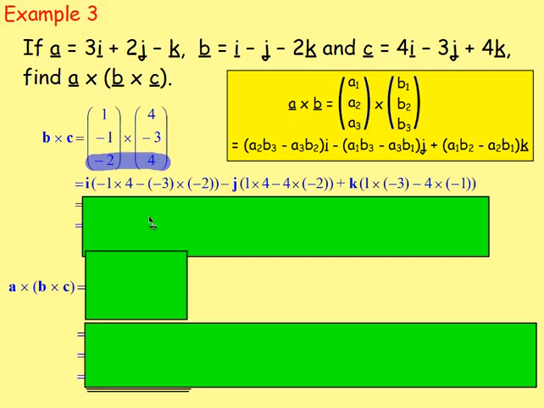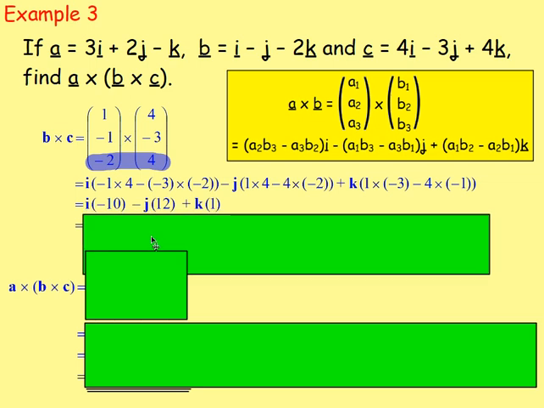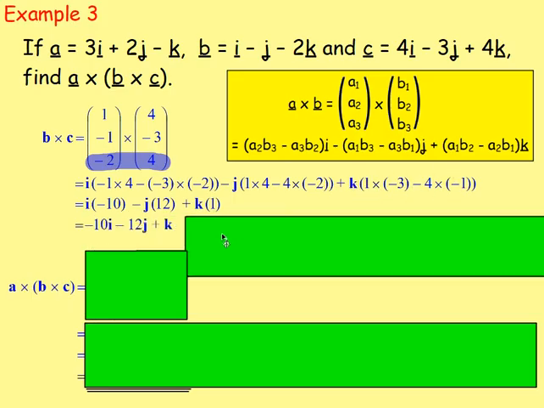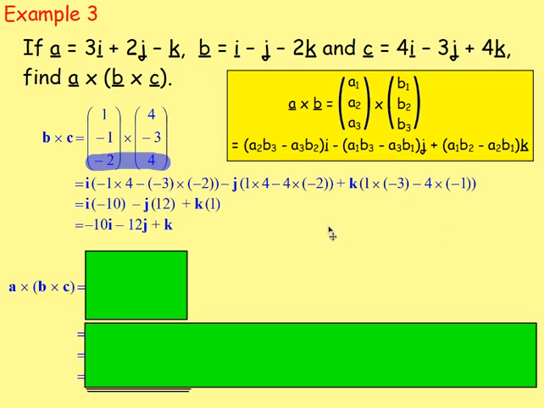If you work that out, it's going to be i times the -10. It's going to be take away j times, this works out to be 12, and plus k times, and this works out to be 1. Meaning then, you will have -10i, take away 12j, plus 1k, or just plus k. So we've worked out B cross C. We know we have A cross the whole B cross C.